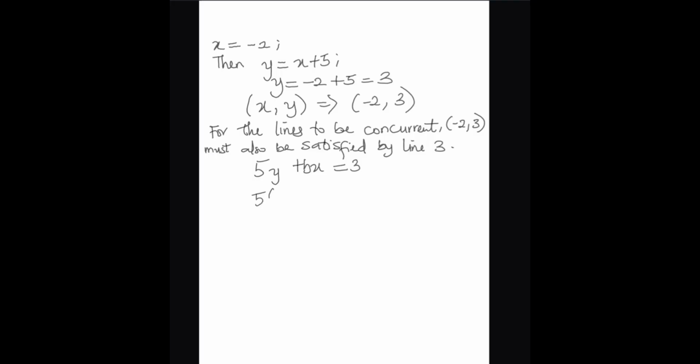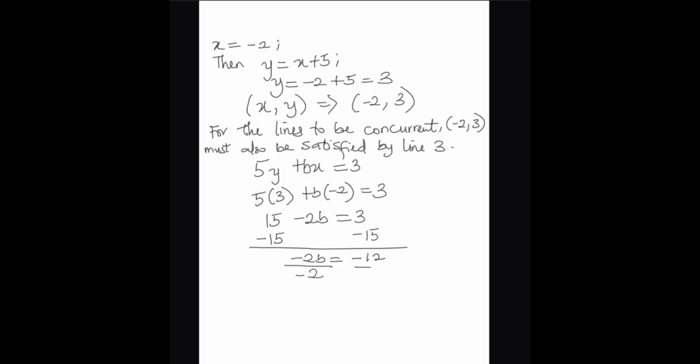So this becomes 5 times y, which is 3, plus b times x, which is -2, equals 3. So this becomes 15 - 2b = 3. So what do I do next now? I subtract 15 from both sides. I'll simply have -2b = -12. So I divide through by -2. Then my b is just 6. And that's that about the question.